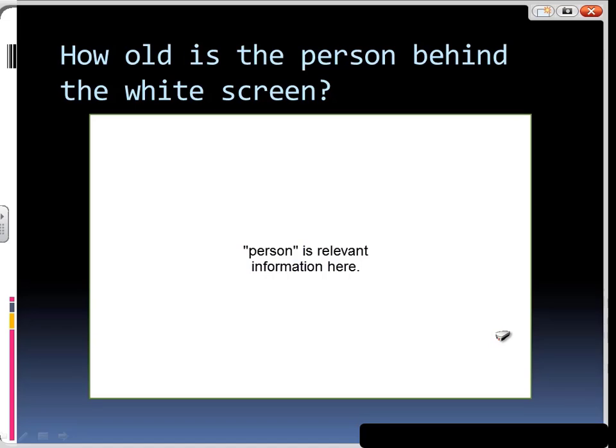Isn't the person an information here? Yeah. So, if you were to make a guess, the range of values that you will give, knowing that we're talking about a person, is somewhere between 0 and 75. Why are you cutting it at 75?